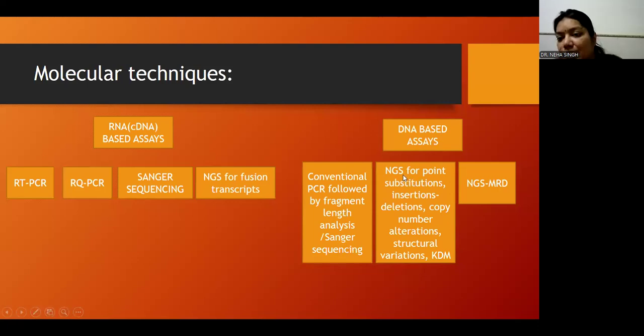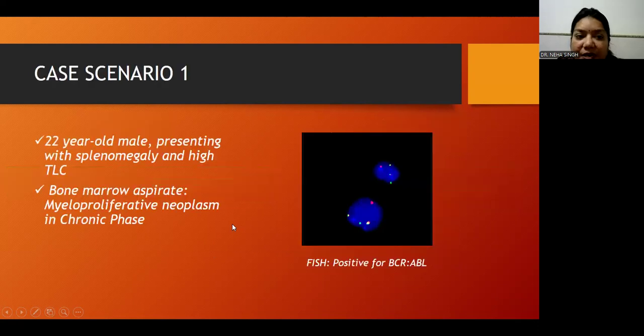DNA-based assays also include NGS for point substitutions, insertions, deletions, copy number alterations, structural variations, kinase domain mutation analysis, and the latest evolving concept is that of NGS MRD. We'll deal with all these in form of simple cases. Let's look at the first case scenario.